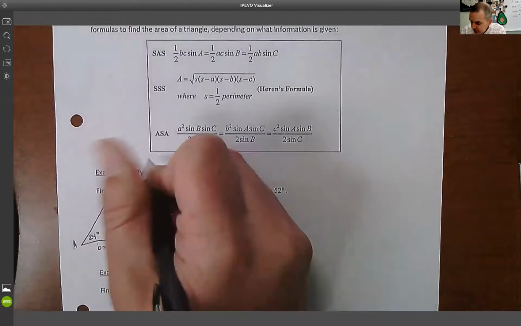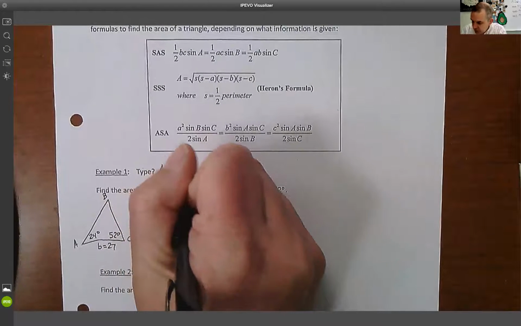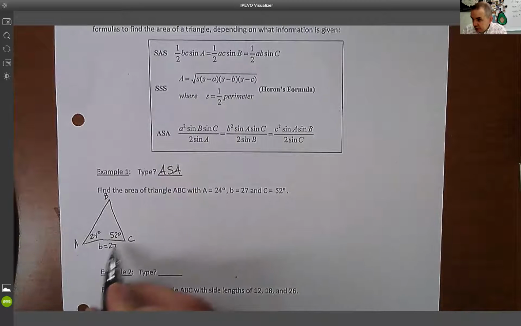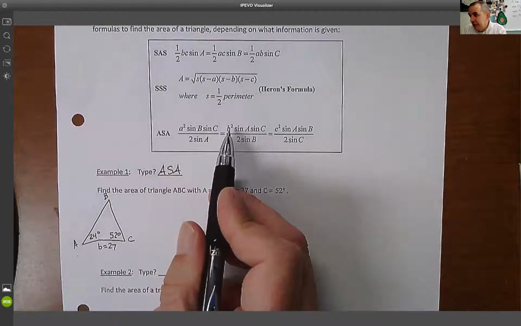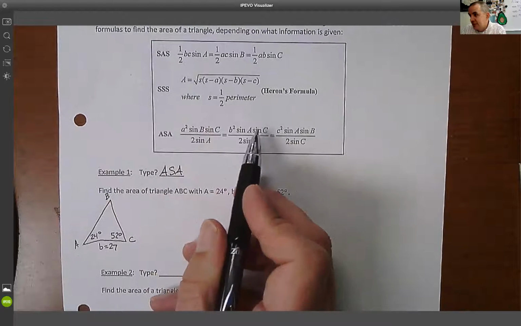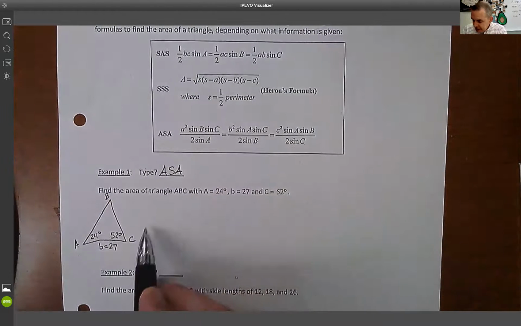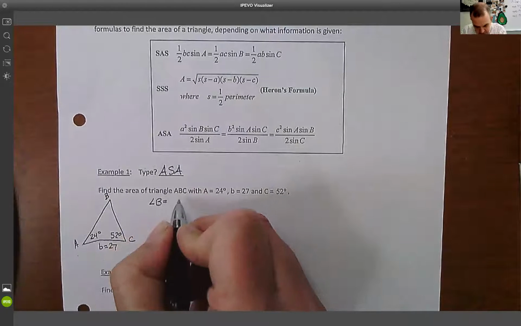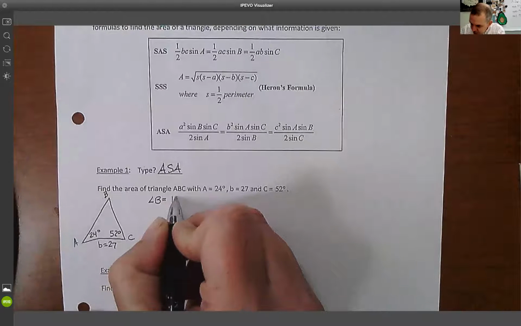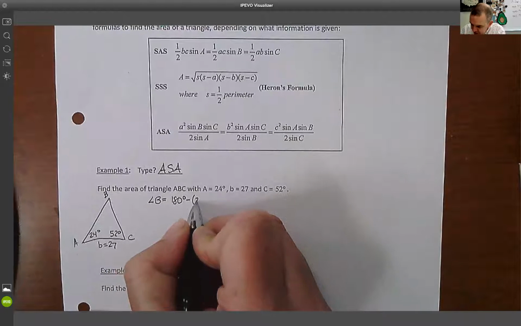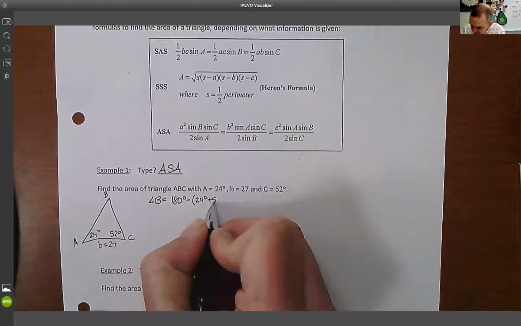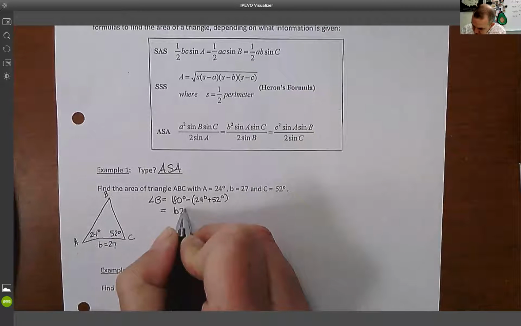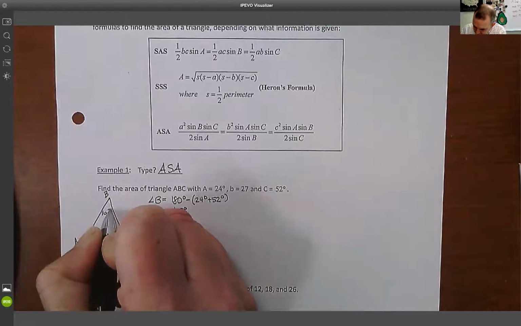So we're going to use this formula. The way you figure out which one to use is which side we are given. We're given side B, so look up here where we're given side B: it's B squared sine A sine C over 2 sine B. The one thing we're missing is angle B. So the first thing we do is find angle B: 180 degrees minus the sum of the two angles we have, 24 plus 52. Angle B is 102 degrees.